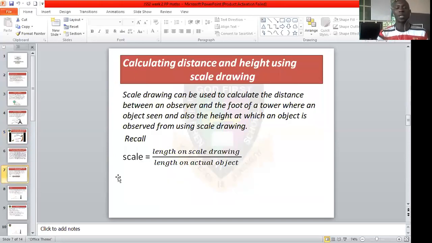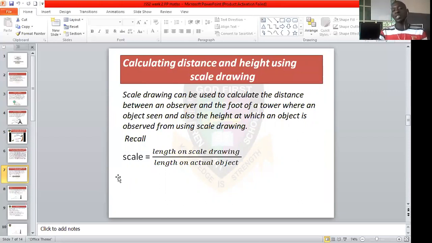Scale drawing can be used to calculate the distance between an observer and the foot of the tower, and also the height at which an object is observed, using scale drawing. We all recall our formula for scale: length on scale drawing over length on actual object. Scale drawing is the representation of an actual object on paper. You can have a building, like a big storey building, then you want to sketch this building on paper. You give it a certain scale, and you get all the lengths within your scale. So that is scale drawing.